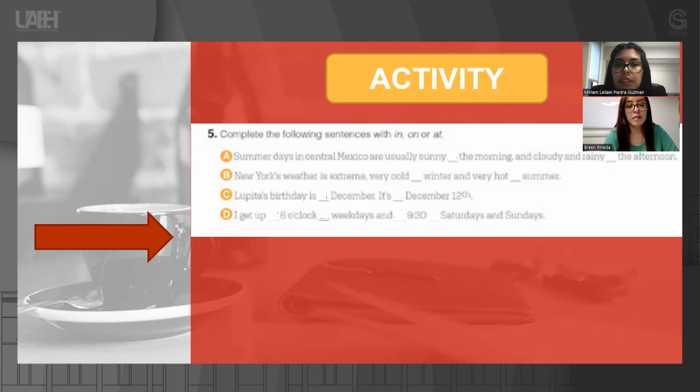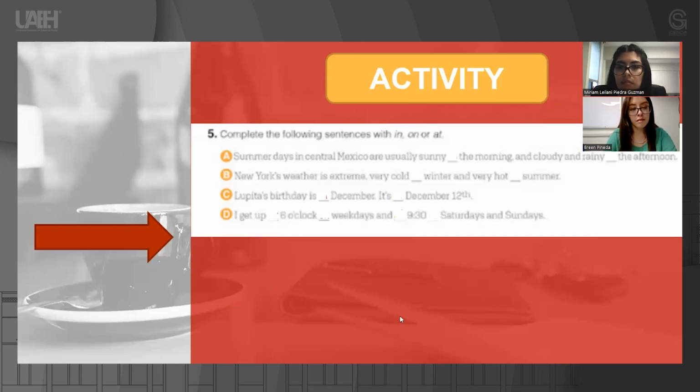Letter B. New York's weather is extreme. Very cold, space winter, and very hot, space summer. Letter C. Lupita's birthday is space December, it's space December 12th. Which could be the correct preposition for each space? And the last one, letter D. I get up, space 6 o'clock, space weekdays, and space 9:30, space again Saturdays and Sundays. Do you consider you can answer this exercise?